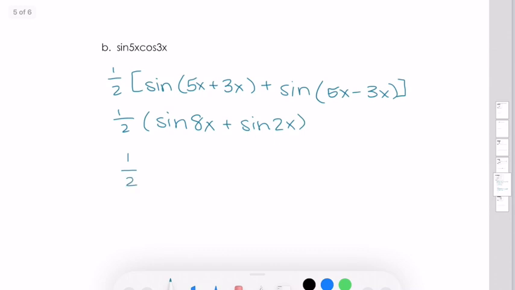Alright, this one's super similar to the first one. Distribute that 1/2, and you've changed your product to a sum.